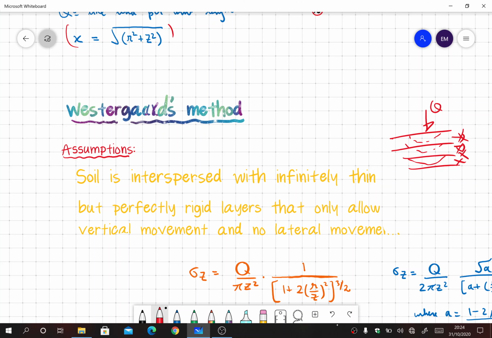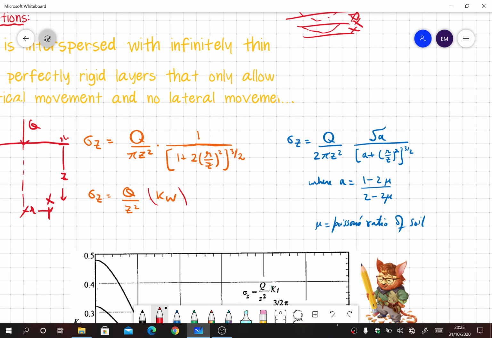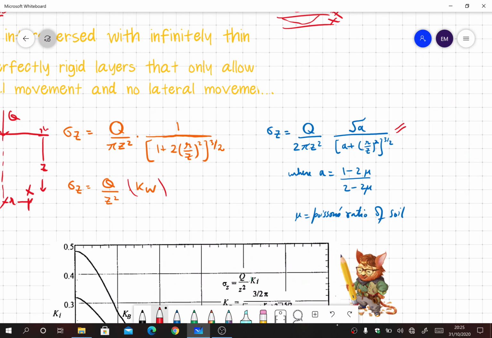So this is the assumption of the Westergaard method, and the equation is Q over pi Z square times 1 plus 2 R square over Z square raised to 3 by 2. That is the same as the previous example: this is the load applied Q, this is the ground surface and this is the point of interest. So Z is the depth of the point of interest and R is the radial distance from the point of action or the line of action of the force to the point of interest. You can summarize that to Kw, which is Westergaard's coefficient of stress. You can also use this equation for Westergaard. This includes a parameter A that is based on the Poisson ratio of the soil, so it is your choice whatever method or formula you want to adopt, and it also depends on the amount of information that you have.